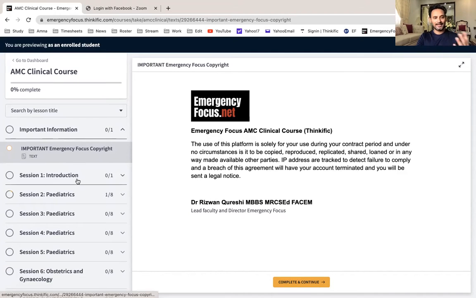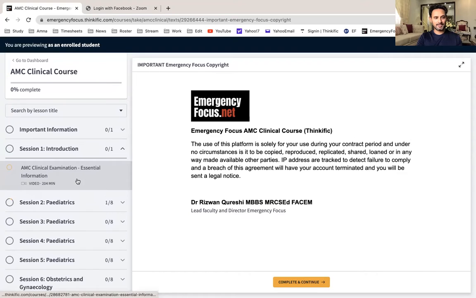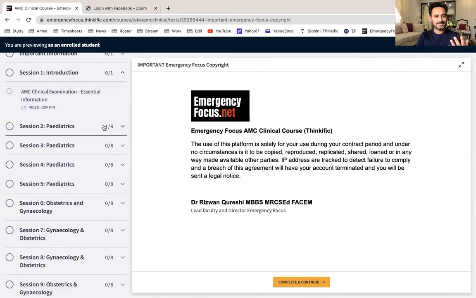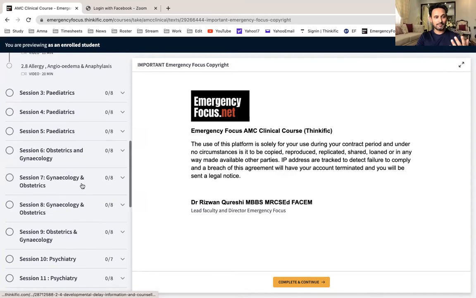As you can see, it has an introduction, and the introduction has all the essentials and how to plan yourselves and the framework for the AMC clinical exam. It has a section on pediatrics, 4 chapters on pediatrics, and each chapter has a further 8 topics. So if there are 5 topics and 8 topics per chapter, then you'll have about 40 topics on pediatrics. And they are organized in videos, in notes, and guidelines.